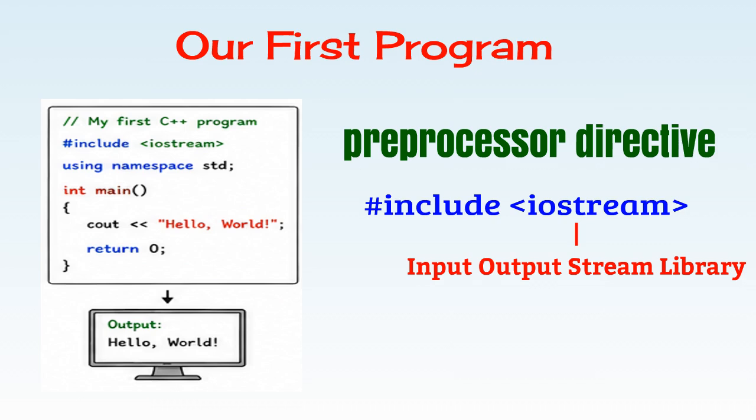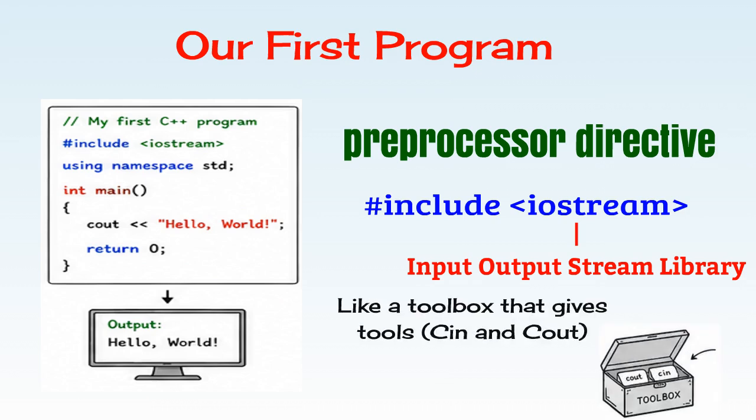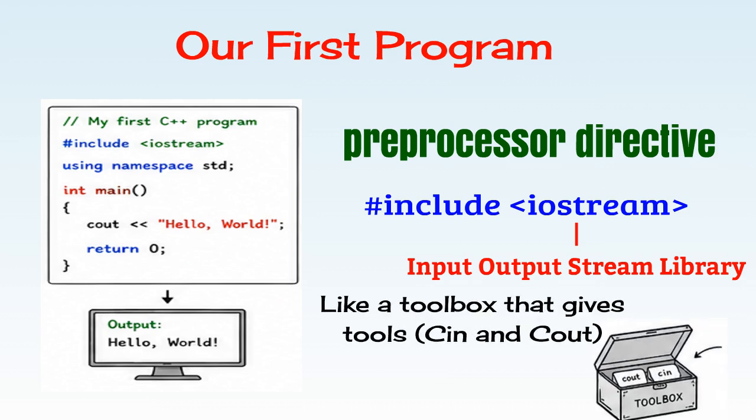Hey, before you compile my logic, go find the standard toolbox that knows how to handle input and output and physically paste that code into my document. That is precisely how the preprocessor operates. It resolves the directive by fetching the IOStream library and incorporating it, which grants your specific program the ability to communicate with the monitor and the keyboard.